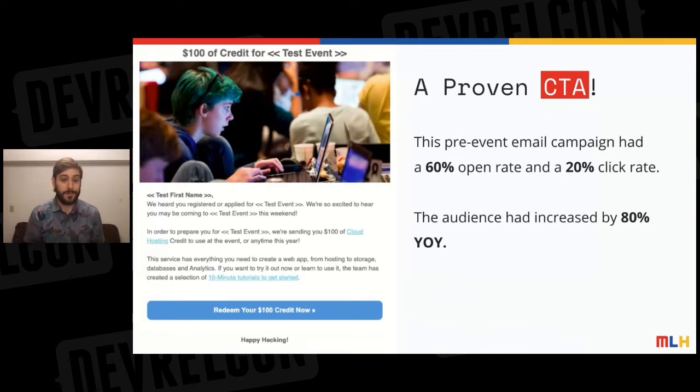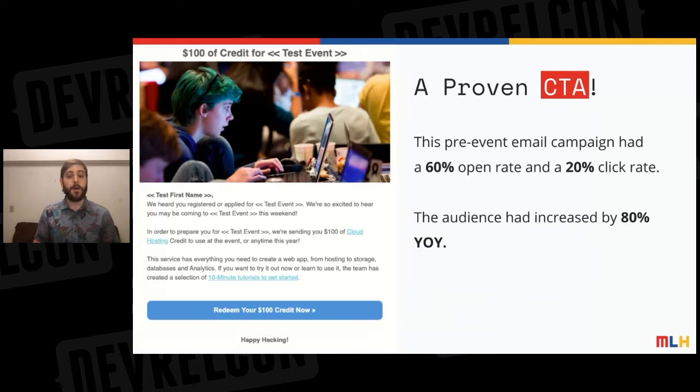Literally, we were going to people saying, hey, here's $100 of free credit, try this out. And it worked. It was a really successful campaign in all of the top of funnel metrics. We had about a 60% open rate and 20% click-through rate on these pre-event emails. And that's something any marketing person will be proud of.